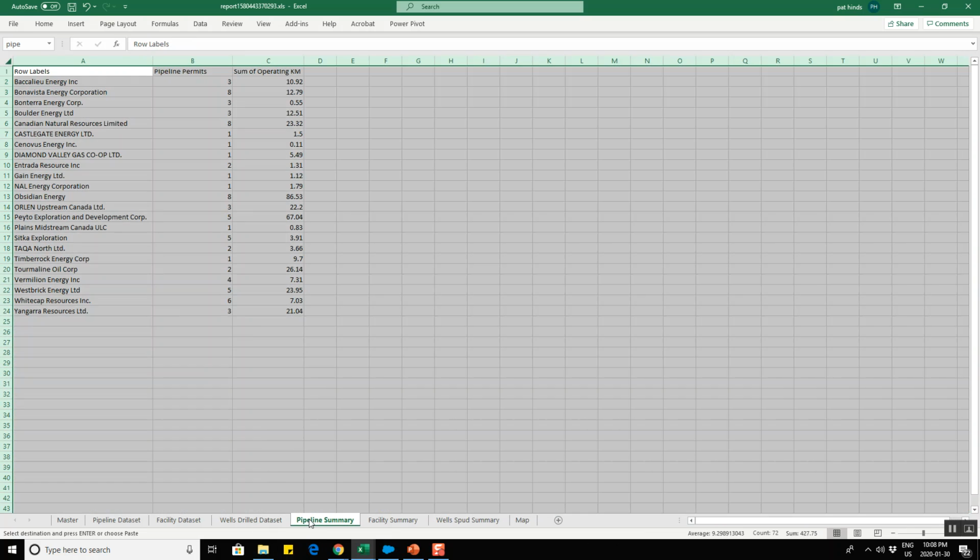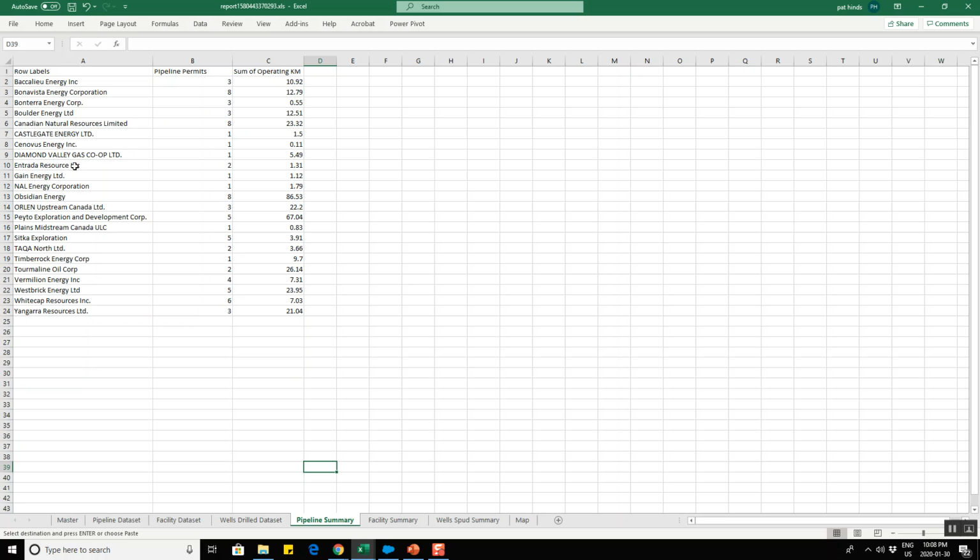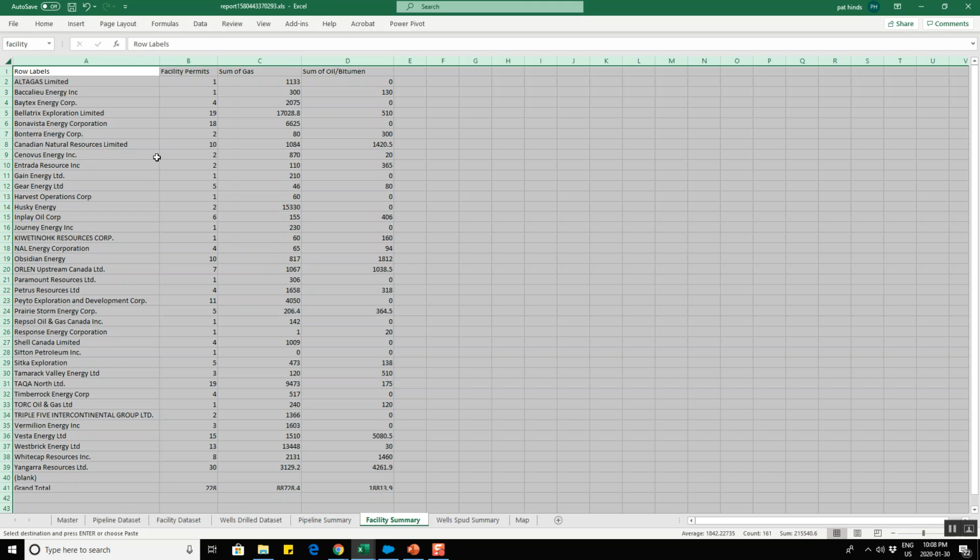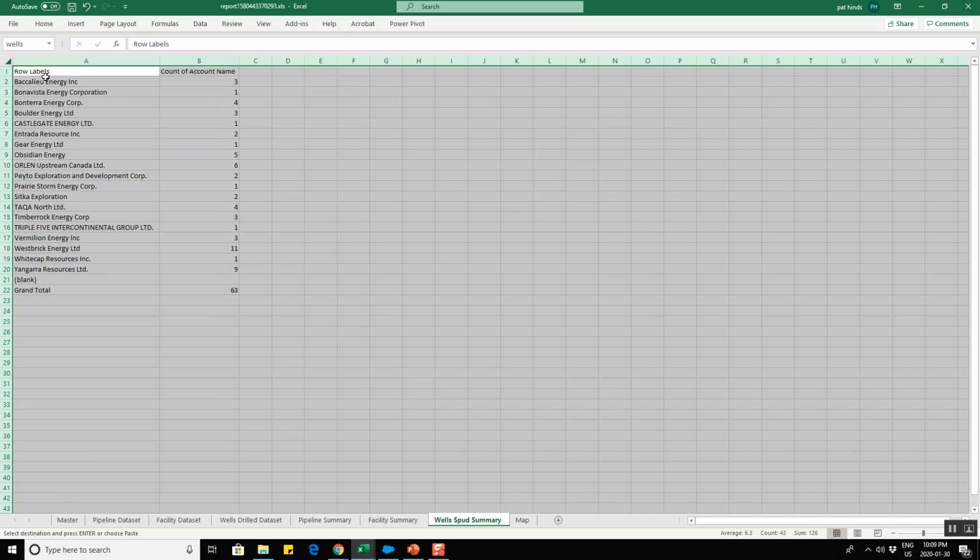Then we just build a quick summary of that. So here is the pipeline summary: how many pipeline permits, how many kilometers in total, facilities, how many facility permits, how much gas, how much oil is really what we've been focused on. And then we also look at the well spud. So these are actually drilled. So the company and then the wells drilled. And we could have some more data there if we want to.